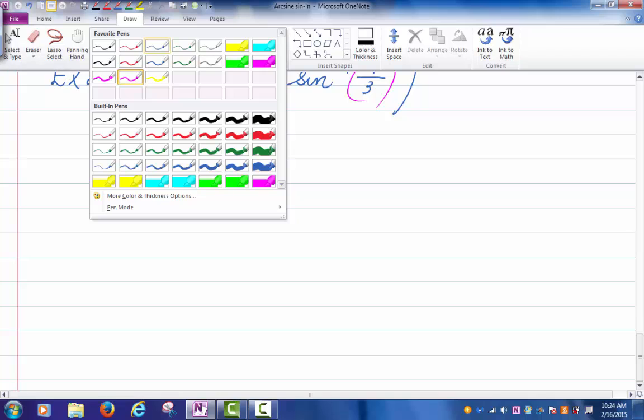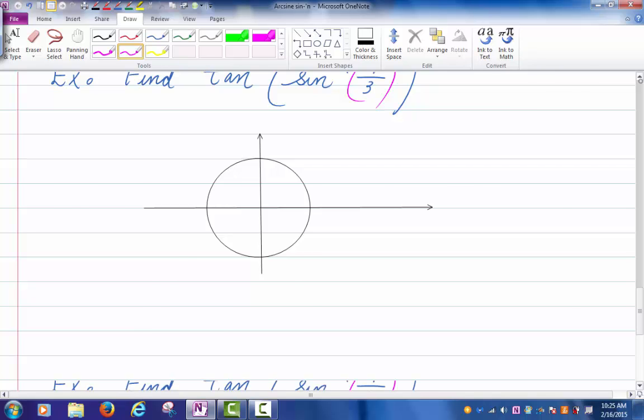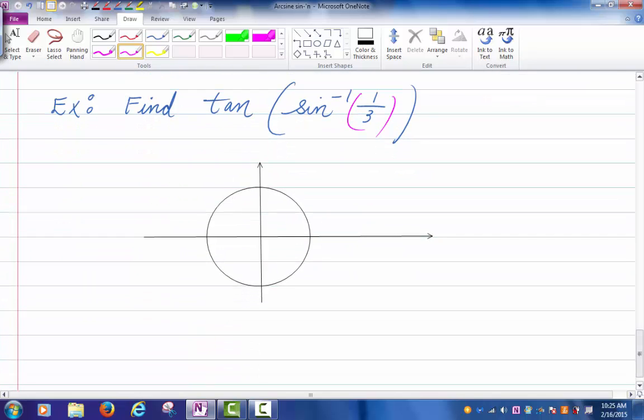Let's see. Let me make my favorite circle first. Good enough. Okay, so what I'm going to do is denote by theta sine inverse of 1/3. I know the sine inverse of 1/3, whatever that is, is an angle, and I'm denoting that by theta.